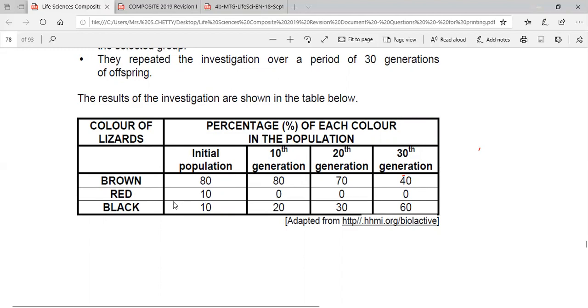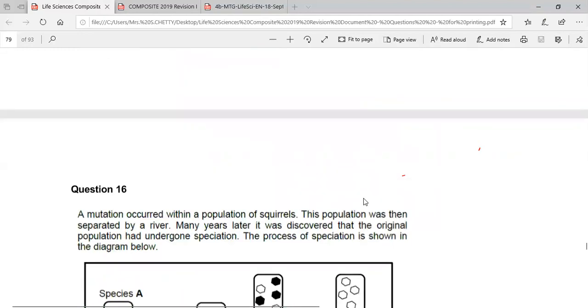Black ones, they were 10. Then they increased. So while brown and red decreased, black actually increased. So most probably they had that favorable mutation and they passed a favorable allele to their offspring and their offspring had more of the favorable characteristic, and so it went on, and this caused that increase. Okay, so that's what we suppose from all our knowledge that we got.